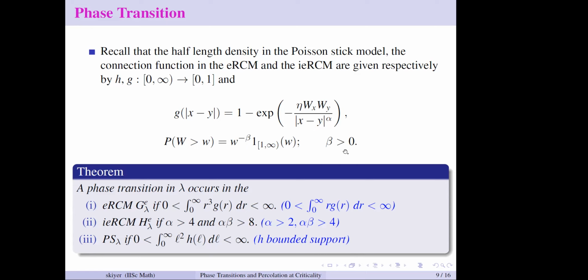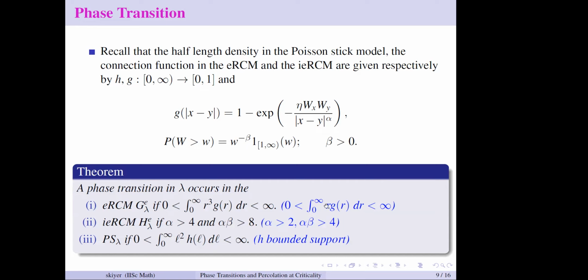And the first result is on phase transition. When we say the phase transition occurs in lambda, what we mean is that there is a non-trivial value lambda c, which is strictly positive and finite, such that for all lambda less than lambda c, all components are finite. For lambda greater than lambda c, there is a unique infinite component in the graph. The condition under which we could show that a phase transition occurs is that this third moment of G is finite. In blue, what we have here is the condition for the original model. For the random connection model, you only require that the integral of G is finite. And in this case, as I just mentioned, this is necessary and sufficient.